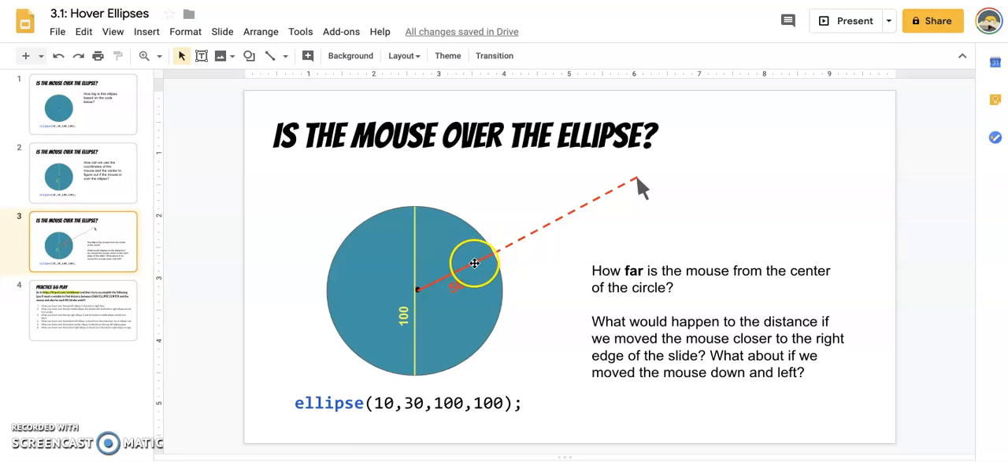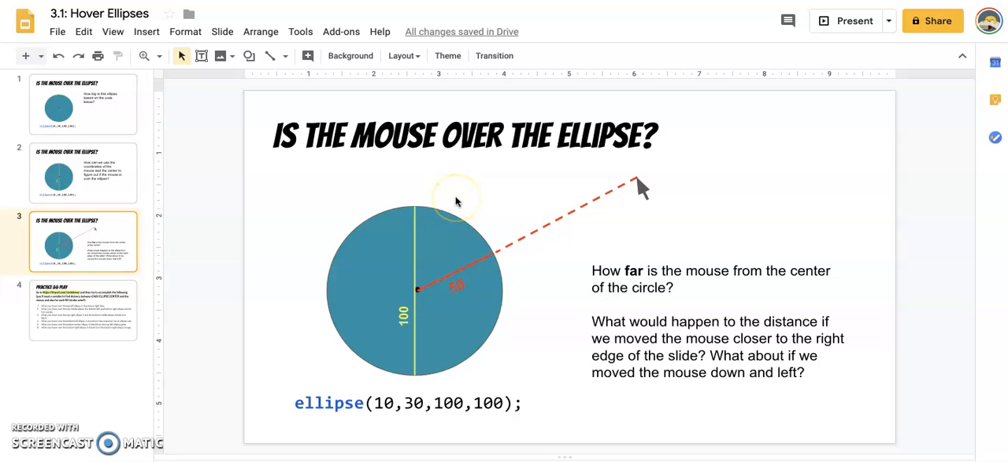What if it's over here? Well, that would probably be like 40. And then the distance would be 30, and the distance would be 20, and this would be 0 because it's right on the center. But really, what we're saying is this. Whenever my mouse is less than 50 away, then it's probably over the circle. In fact, it's definitely over the circle.